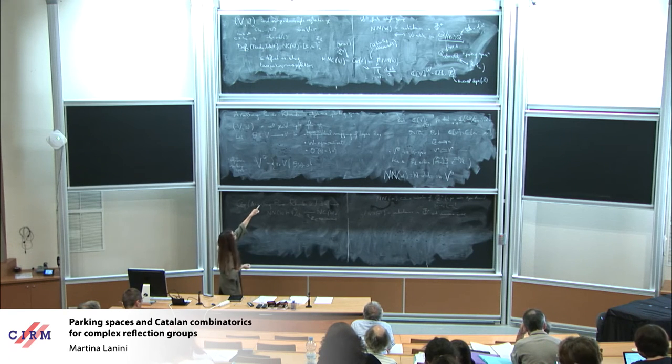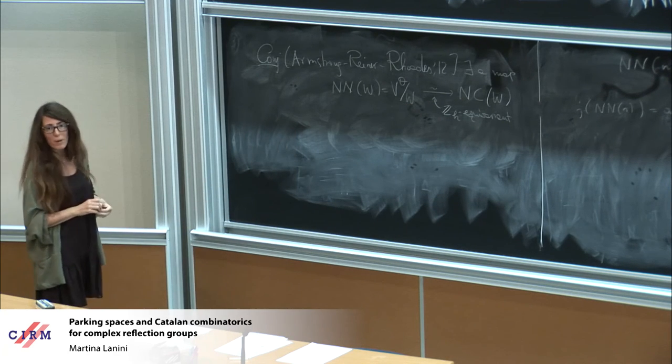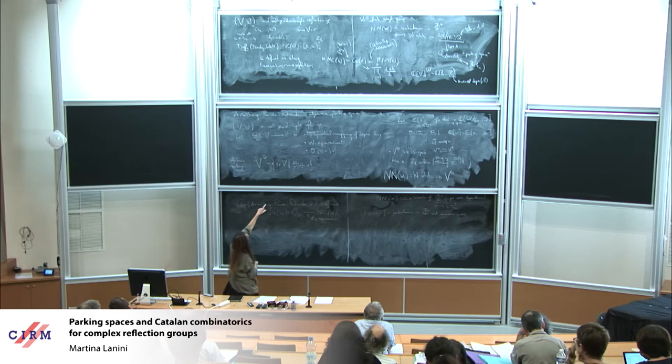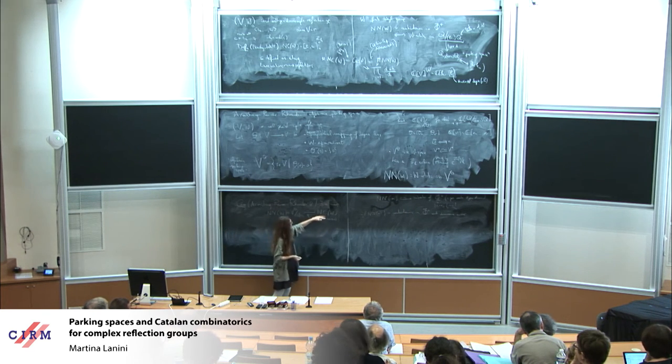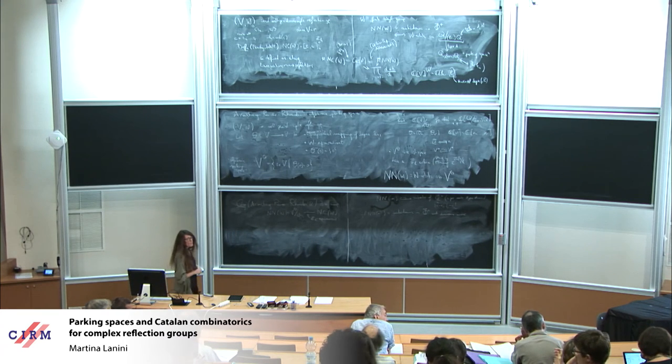If one could prove this in a case-free way, then at least for the crystallographic case, one knows that the cardinality of non-nesting elements of W is given by Catalan numbers for W, and that would provide a uniform proof that non-crossing elements of complex reflection groups, at least crystallographic, are given by the same set. Does it depend on theta? It doesn't, if you have these assumptions.